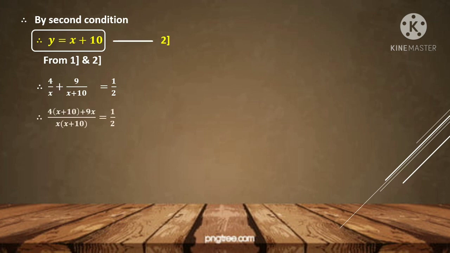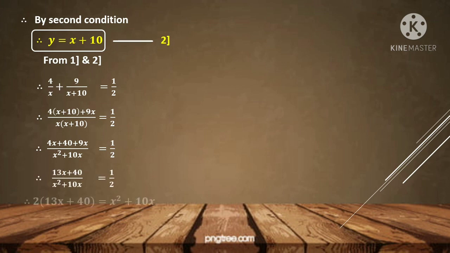So by solving these steps, we get 13x plus 40 upon x square plus 10x equals half. So by side changing, we get 2 in bracket 13x plus 40 equals x square plus 10x. So by solving these steps, we get the quadratic equation x square minus 16x minus 80 equals 0.